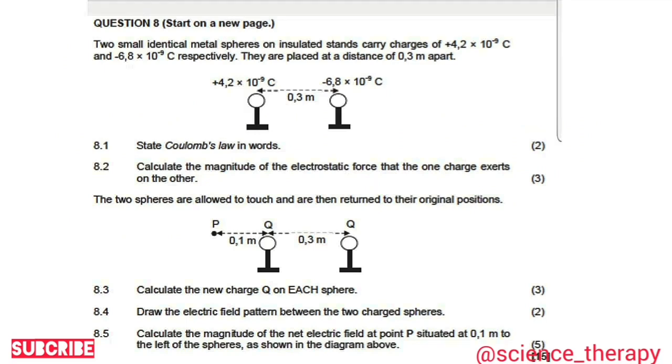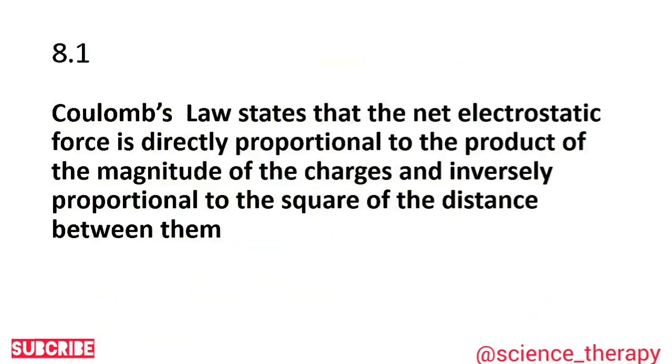Then 8.2 says calculate the magnitude of the electrostatic force that the one charge exerts on the other. So what are we looking for here? We are looking for the net electrostatic force. Now we know the formula to calculate that one is the Coulomb's law formula, which goes F is equal to K Q1 Q2 over r squared, right? So that's how we have our formula. Now substituting into our formula here, our K is 9 times 10 to the exponent of 9.